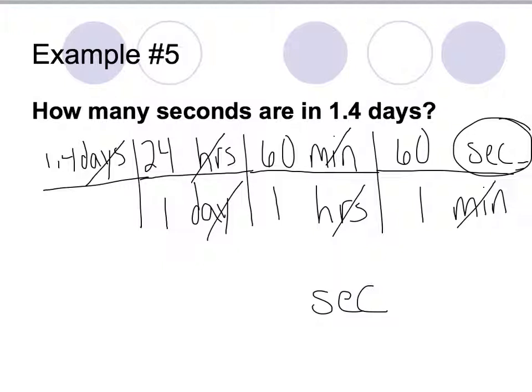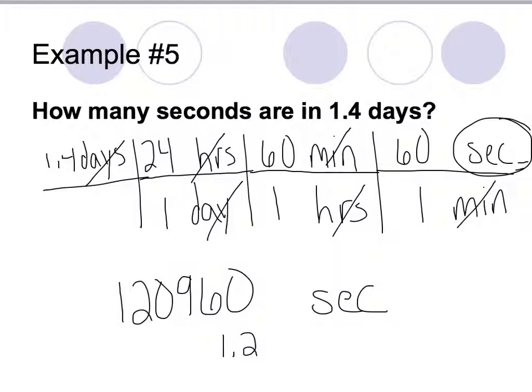What do we get? A huge number. 120960. Oh man, that's such a pain in the butt. I think I should write it in scientific notation. How about this? 1.21 times 10 to the 1, 2, 3, 4, 5th power seconds.